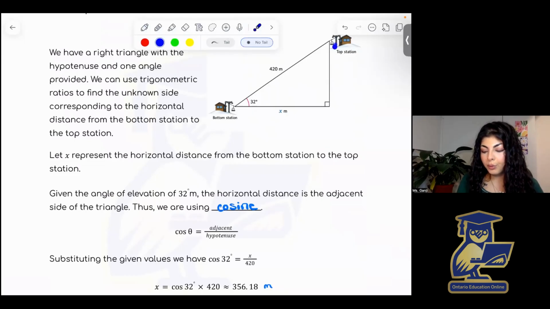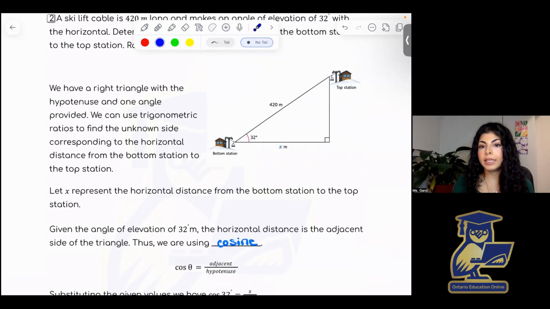Now, if you were also asked to find this vertical distance, or it could have been asked how far up the top station is from the ground, you can again use trigonometric ratios here. You can do sine with respect to opposite over hypotenuse, or now that you have x, you can use Pythagorean theorem. Now, one thing to keep in mind, if you do use Pythagorean theorem and you have made an error with x by chance, using the value that you have solved for increases the risk of error in your final answer. Because if you made an error here, then you're going to follow through with that error.